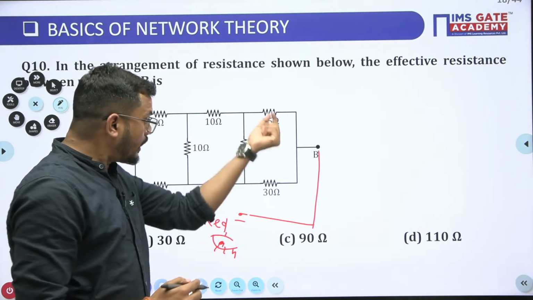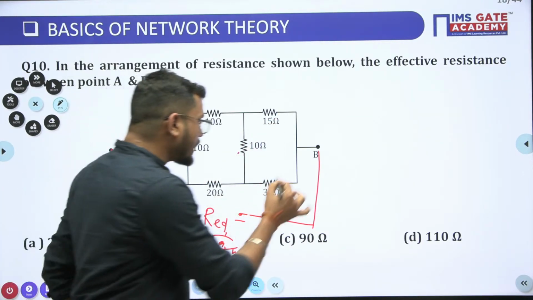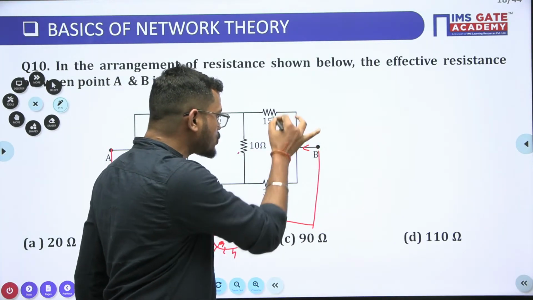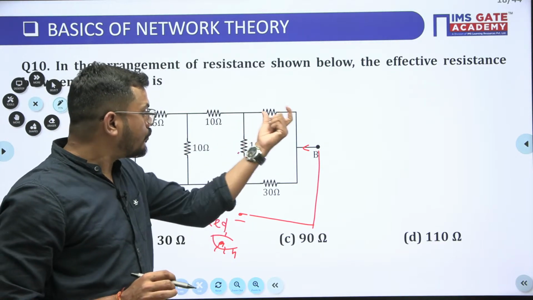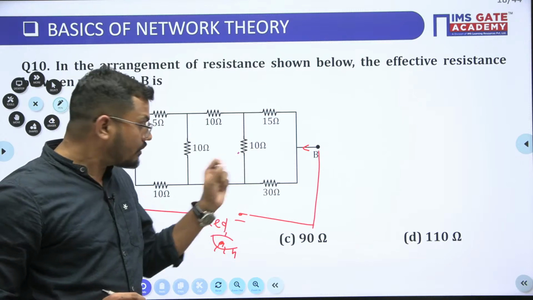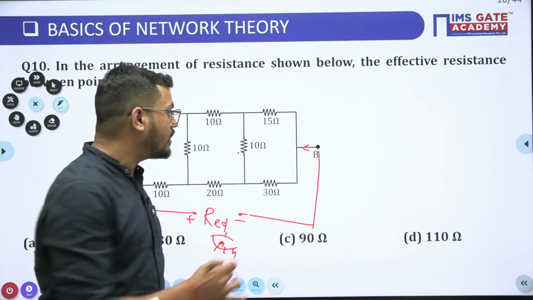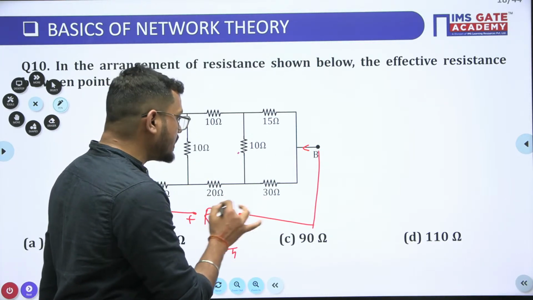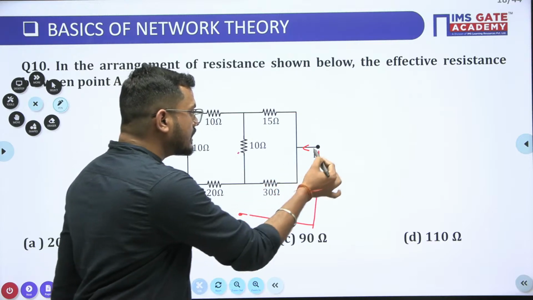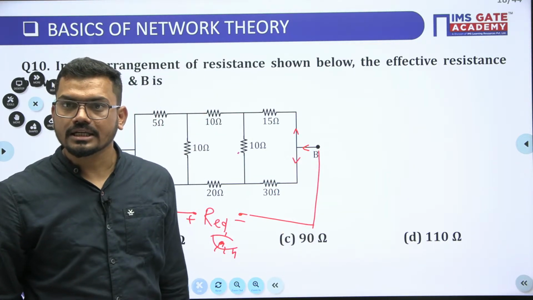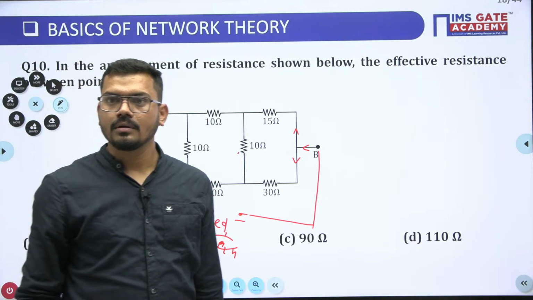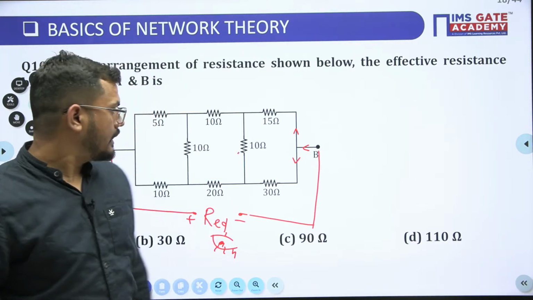Now when will it be in series? When the current flowing in these 2 resistances is the same, guys. But when you supply any current, when you connect any voltage here, then the current will split here, the current will divide here. Is it clear now? Is it clear? Yes or no?